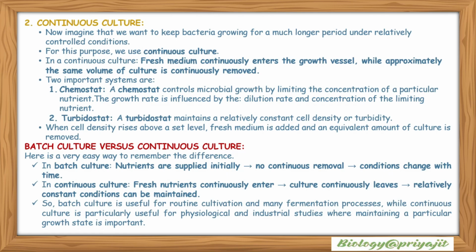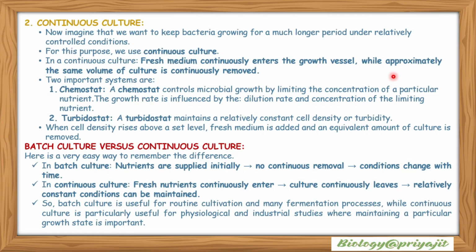Now imagine that we want to keep bacteria growing for a much longer period under relatively controlled conditions. For this purpose we use continuous culture. In a continuous culture, fresh medium continuously enters the growth vessel while approximately the same volume of culture is continuously removed. The two important systems are chemostat and turbidostat.